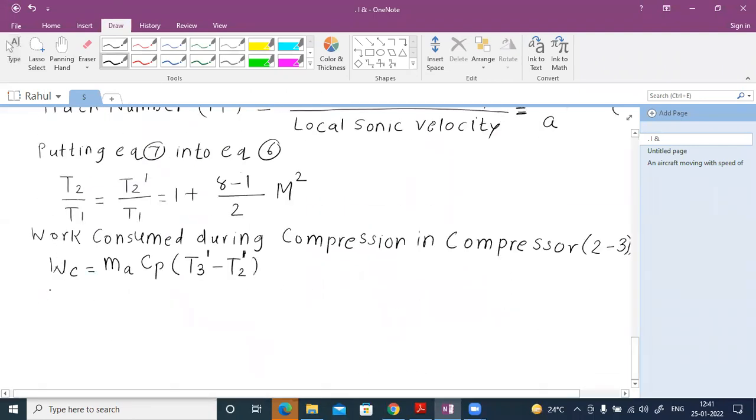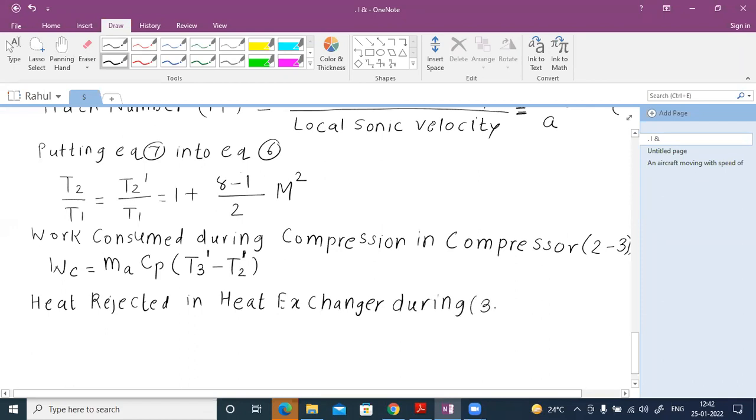Okay, so now I'll write this down. What I need to calculate is the heat rejected in the heat exchanger. Heat rejected in the heat exchanger, during which process? During process 3 to 4. How to calculate heat rejected?